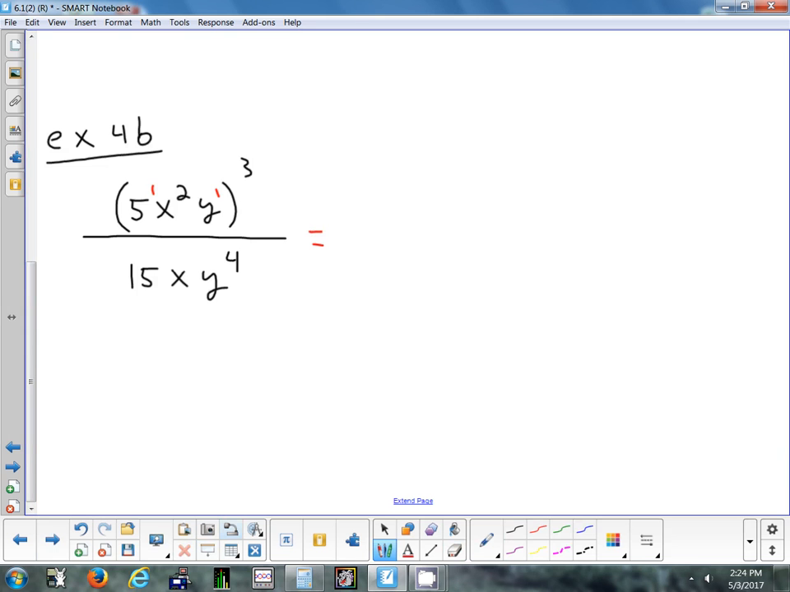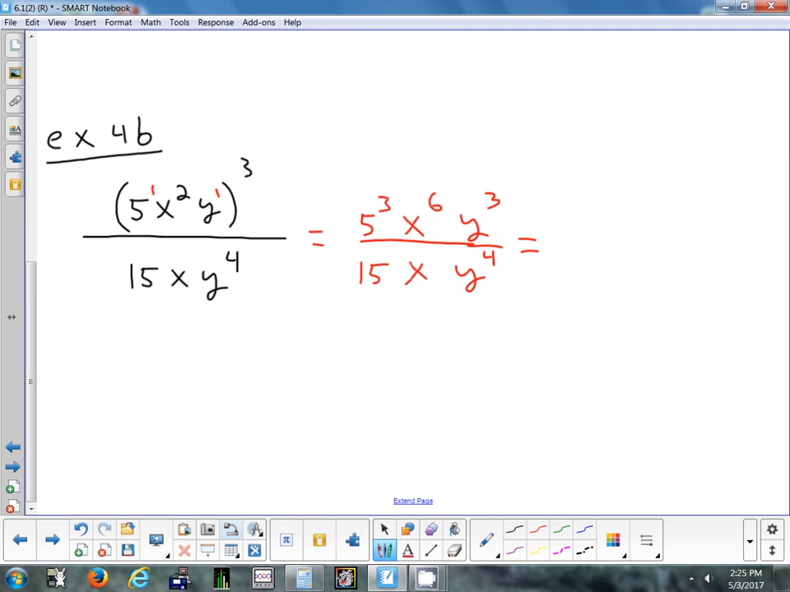Okay, so now Shannon told us what to do, power to a power. Can somebody else tell me what's going to be in the top when I do all those powers out? 5 to the third, yep. I'm going to have x to the sixth and y to the third. Do I have to do a power to a power in the bottom? No, you just keep it the same. 15xy to the fourth. All right.